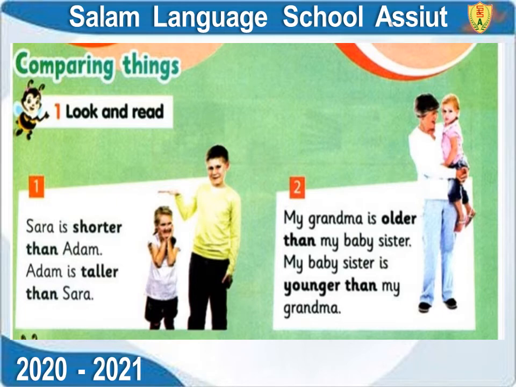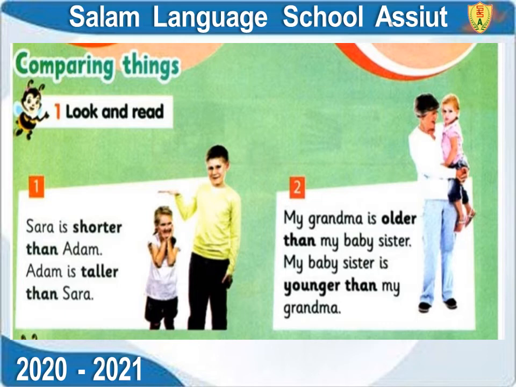Comparing things. Number one, look and read. Picture number one: Sarah is shorter than Adam. Sarah أقصر من Adam. عندنا الadjective short، حطينا er وthan والنون Adam. Adam is taller than Sarah. آدم أطول من سارة. الأدجكتيف طول حطينا er وthan والنون سارة.